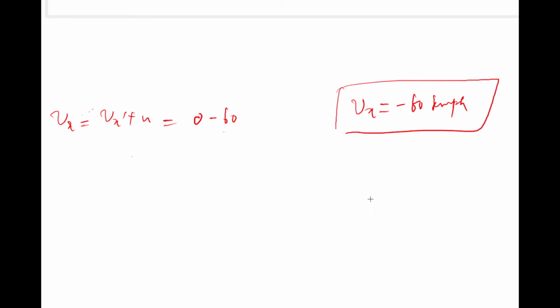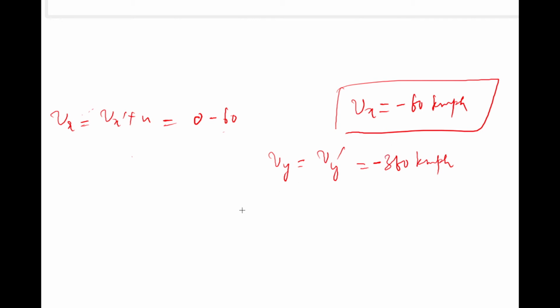Now, what about the y component of this velocity, Vy? That would be equal to Vy prime, because there is no movement in that direction. So Vy is equal to 360 kilometers per hour. And here also a minus sign, because our y is to the right, but wind is going to the left, so here also there has to be a minus sign. We have to take it there.